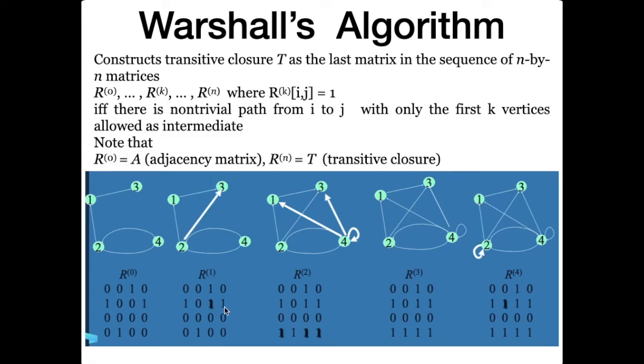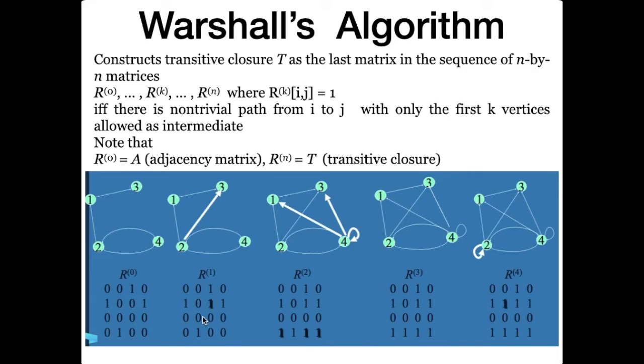For R1, we are allowing vertex 1 as an intermediary node. That is why we have an additional edge 2 to 3, because there is 2 to 1 and 1 to 3 in the previous iteration. And if it is already 1 in the previous iteration, based on rule 1, it can no longer flip back to 0. Instead, only the zeros in the previous iteration can be flipped to 1.